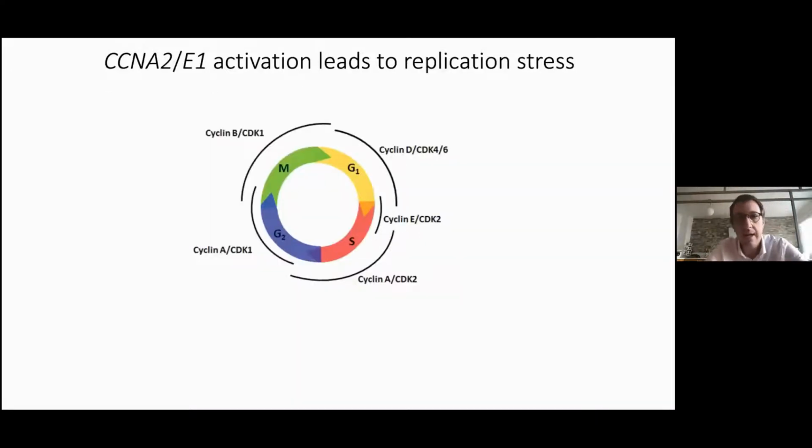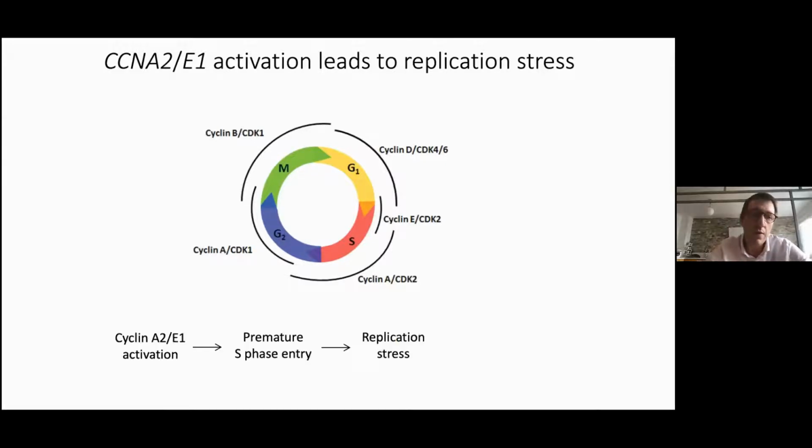Indeed, cyclins E and A are implicated in the entry and progression into S phase. And it is well known that when you activate cyclin A2 or E1, you will induce premature S phase entry and replication stress. Then we wondered what kind of genomic instability could be induced by this replication stress phenotype in this tumor subgroup.